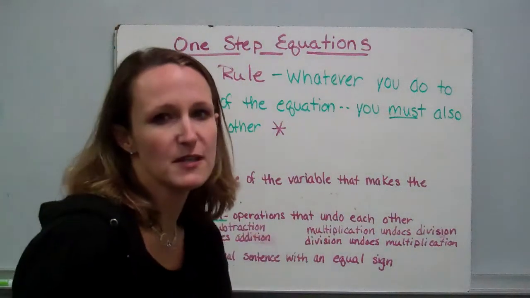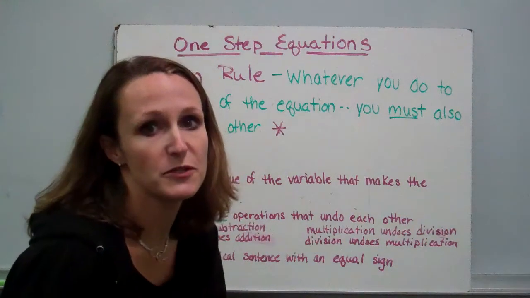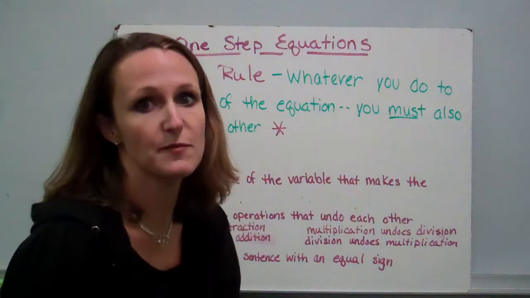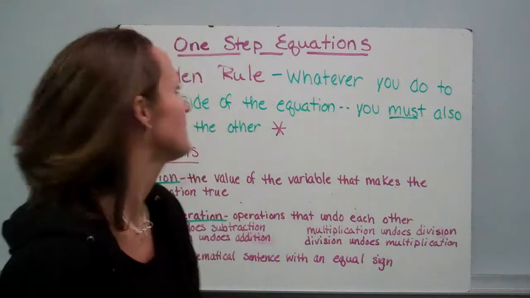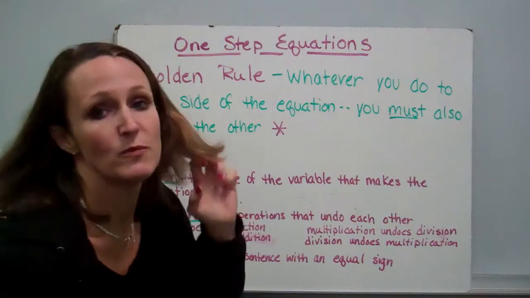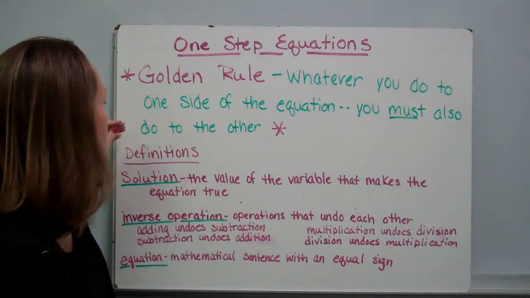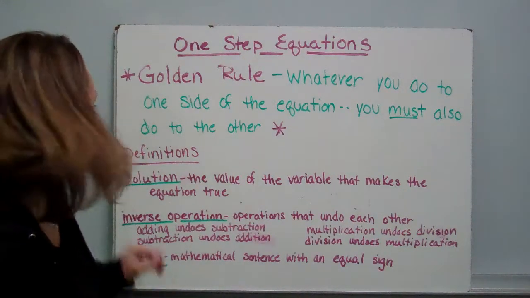Okay, in this video we're going to talk about one-step equations. Now there's a golden rule you need to remember when you're dealing with equations, whether it's one-step, two-step, or multi-step. And that golden rule is that whatever you do to one side of the equation, you must always do to the other. So let's talk about a few definitions first before we get started.